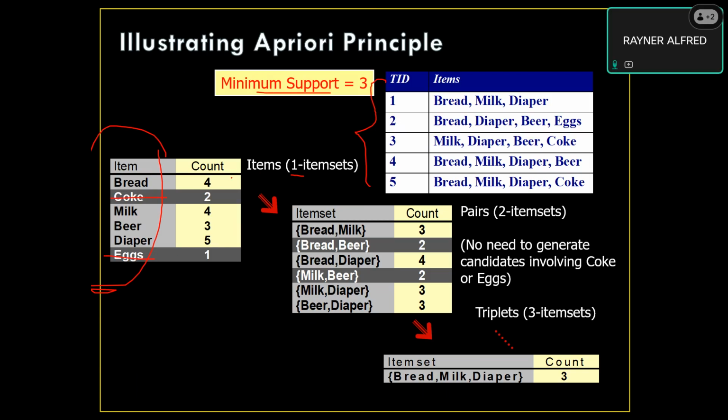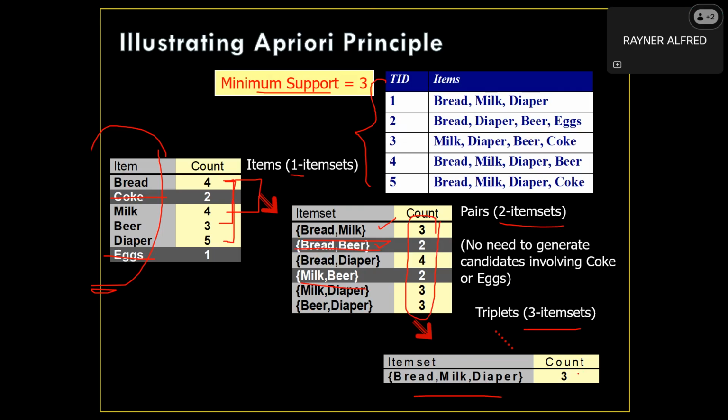Okay, so we will couple bread and milk, which is here, and then bread and beer, which is here. So we are looking at all these combinations. Based on the single item sets, we go to two item sets. Then again we count how many transactions contain this item set. If they are lower than 3, remove them. Otherwise, we combine them to get the three item set here.